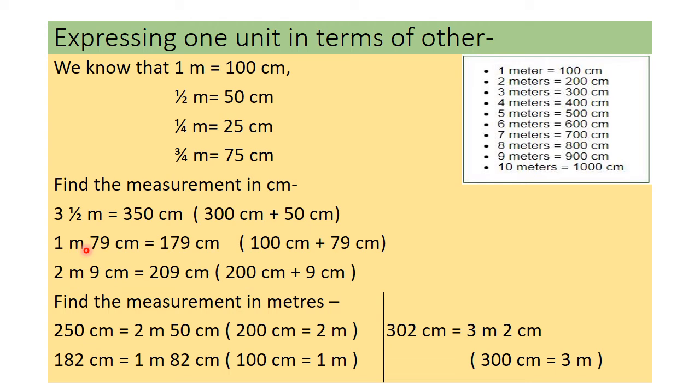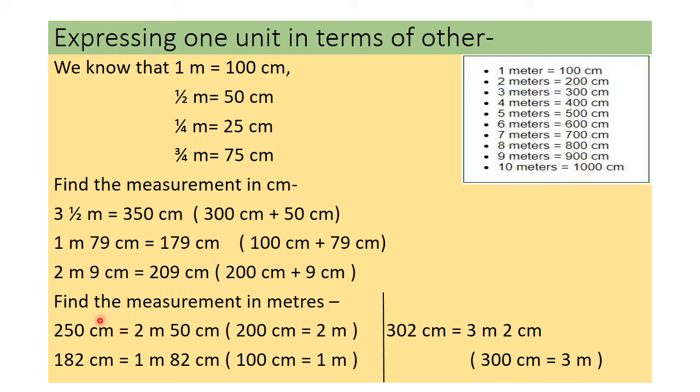Then further we have 1 meter and 79 centimeters. So we already know that 1 meter is equivalent to 100 centimeters. So we will be adding 100 centimeters to 79 centimeters. So we will get 179 centimeters. And the last question which I have taken is we have to convert 2 meters and 9 centimeters into centimeters. We already know that 2 meters is equivalent to 200 centimeters, and then further I have added this 9 centimeters to it. So this means that 2 meters and 9 centimeters is equal to 209 centimeters.